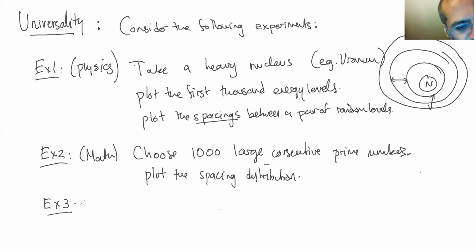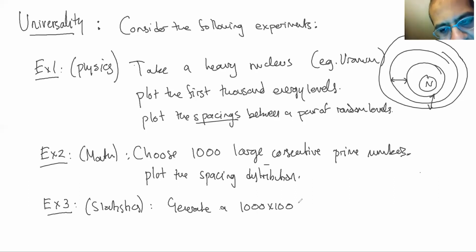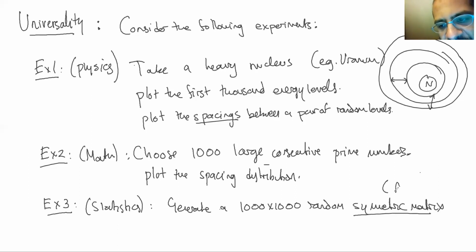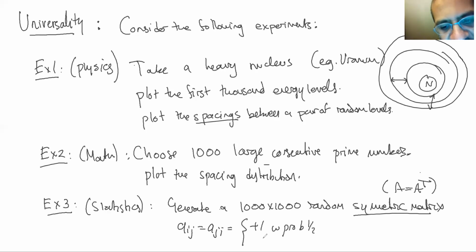The third example, which comes from statistics and is most related to this course, is to generate a 1,000 by 1,000 random symmetric matrix. A symmetric matrix is one that's equal to its transpose. So that means Aij is equal to Aji. And what you do is, in the following way, just set Aij equal to Aji to be +1 with probability a half and -1 with probability a half. So for every entry, just flip a coin and put a +1 or -1.